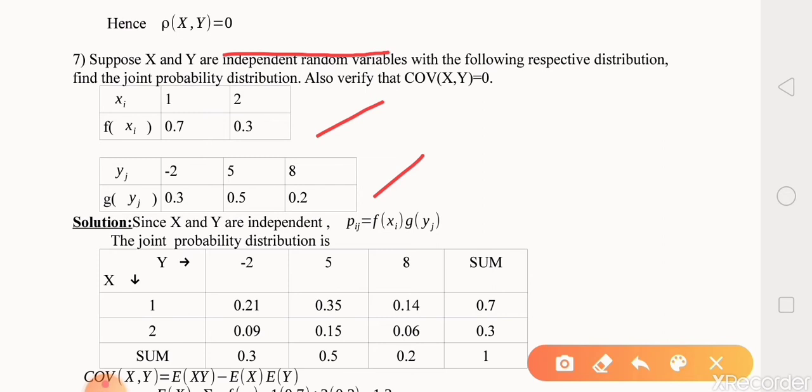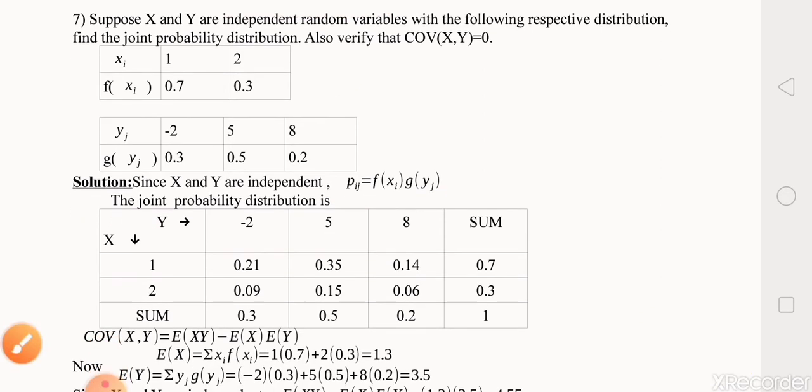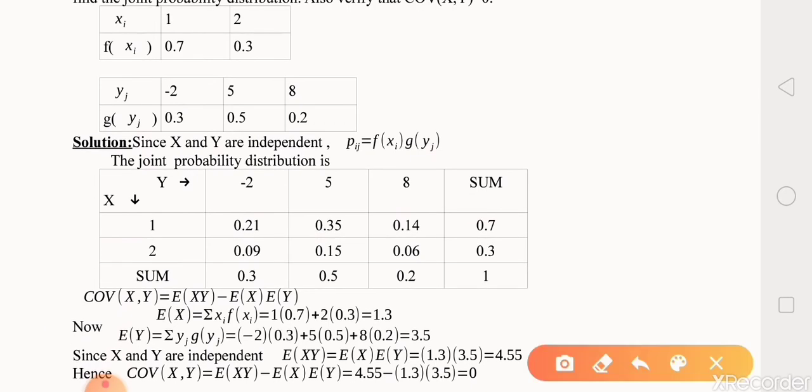So very important thing is, for the independent random variables, joint probability Pij is given by probability of x into probability of y, that is product of marginal distribution of xi and yj gives Pij. Start with x and y values. X values 1 and 2 given and y values minus 2, 5, 8. They are also given. Now it remains to fill each of the joint probability.